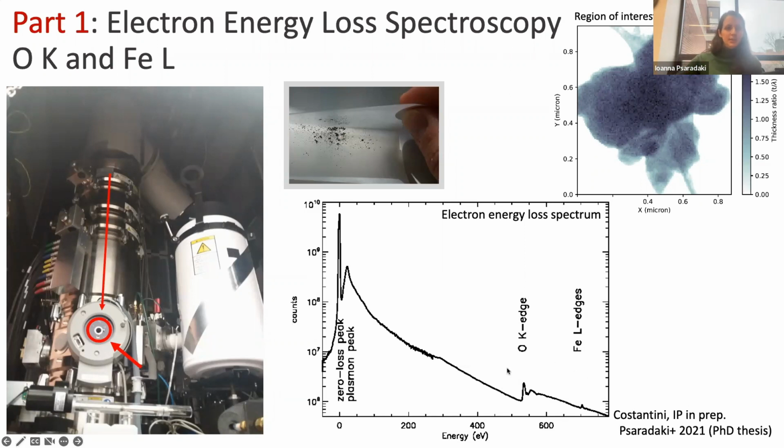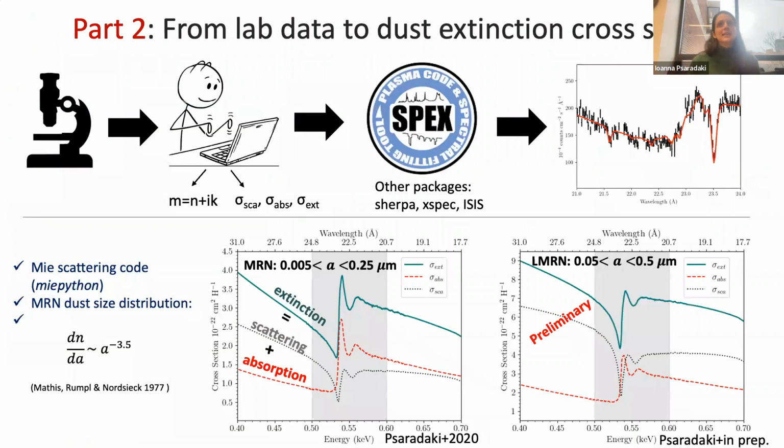This experiment we did for all the different dust samples. And here you see an image of the dust grain, or the region of interest on the dust grain, how it looks with the microscope. The color code is basically the thickness of the grain. So great, once we have our laboratory measurements for all these 20 dust samples of different chemical composition, what we need to do is translate them to a quantity that we understand as X-ray astronomers, and this is the dust extinction cross-section. So from the laboratory, we do a computational part.